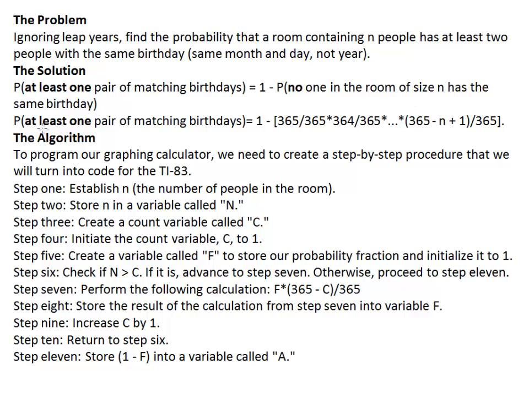Alright, if that's the case, then that will work out to be 1 minus 365 divided by 365 times 364 divided by 365 times ... 365 minus n plus 1 divided by 365. If you want to see how I came up with this solution, go to statsprofessor.com and read the blog post that I created for this problem. Alright, let's use the algorithm then to try to program these steps into the graphing calculator.